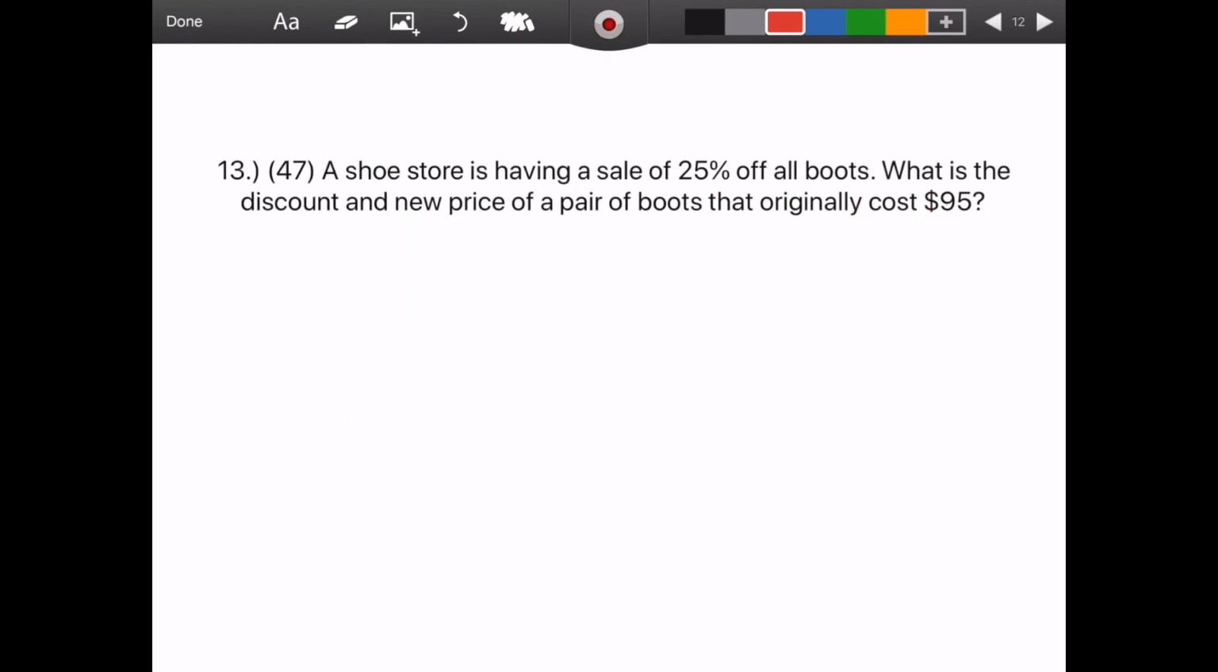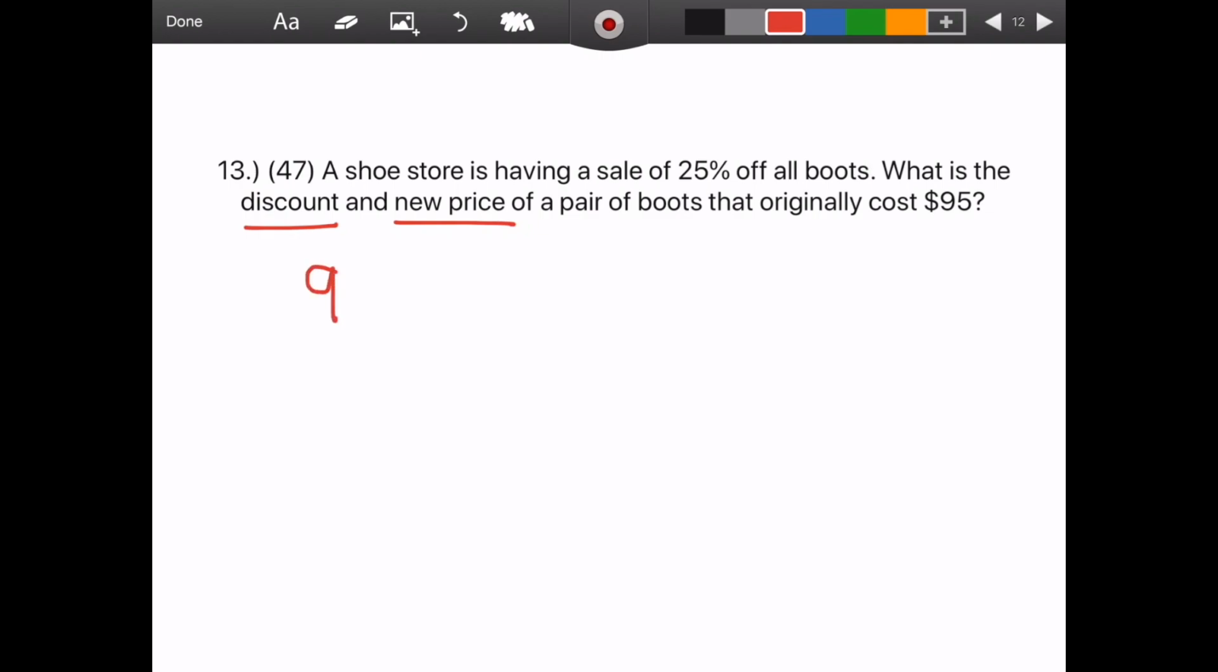Number 13 comes from lesson 47. It says a shoe store is having a sale of 25% off all boots. What is the discount and new price of a pair of boots that originally cost $95? So we're looking for 2 things here, the discount and the new price. So first let's find the discount. We find the discount by asking ourselves, what is 25% of $95? That "of" in there means we need to multiply.